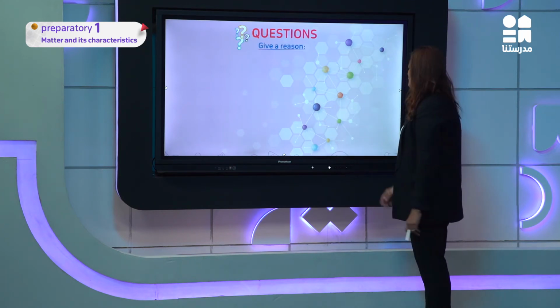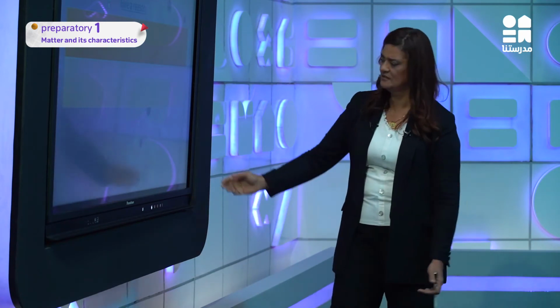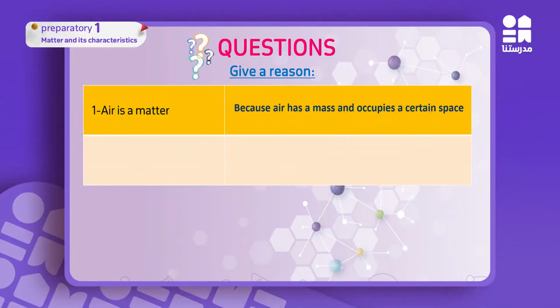Give reason for: Air is a matter. How do you know that air is a matter? What are the two necessary conditions for knowing whether it is a matter or not? The two conditions: it must have a mass and have a volume. Does air have mass? Of course it has mass. Let's see how. Because air has a mass and occupies a certain space.